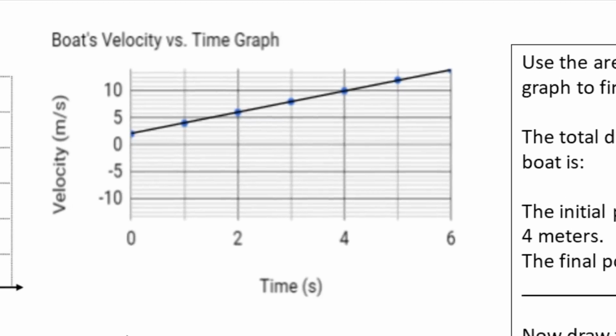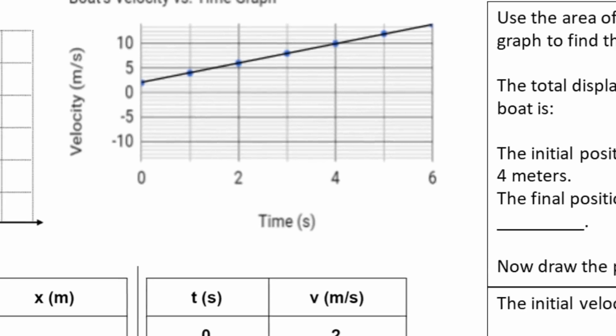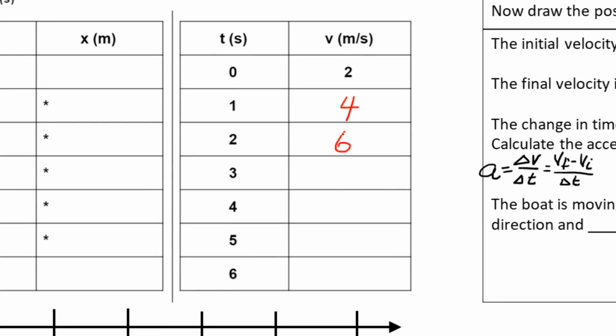Let's get started. The information we're given here is the velocity versus time. At a time of 0, we can see we're moving at 2 meters per second. At 1 second, it looks like we're moving 4 meters per second. At 2 seconds, we're moving at 6 meters per second. Let's go ahead and complete our table here. So we're moving at 4 meters per second, 6 meters per second. Let's go ahead and complete this.